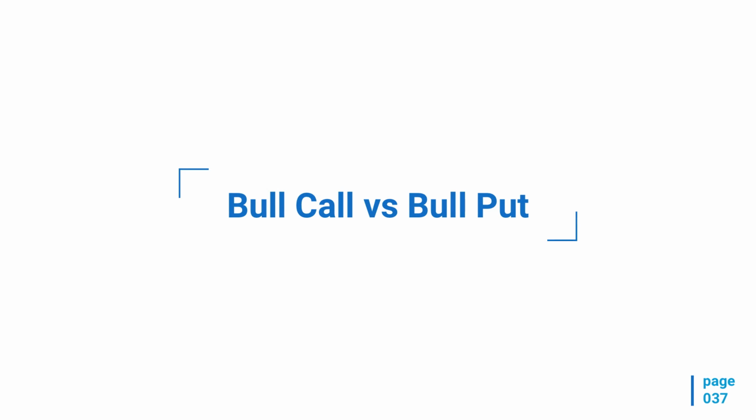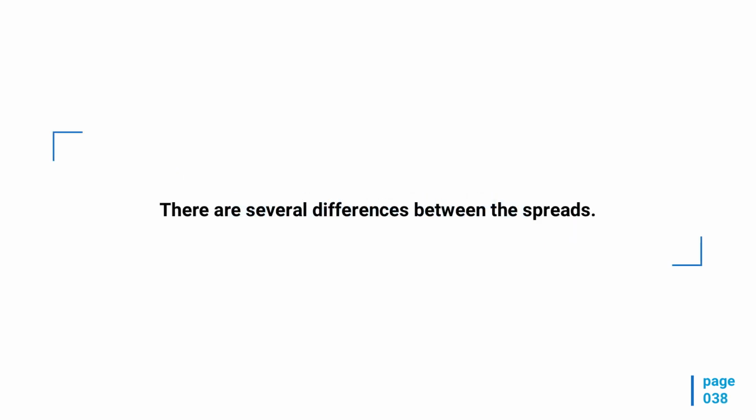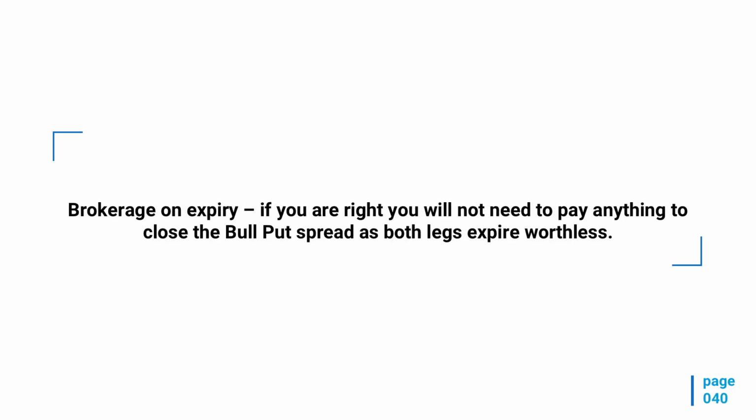So let's compare the bull call versus the bull put, assuming that we're picking the same strikes. And there's several key differences between the spreads. One, the margin. The bull put is going to have a margin as it is a credit trade, whereas a bull call will not. Brokerage on expiry. If you are right, you will not need to pay anything to close the bull put spread, as both legs will expire worthless. Whereas with a bull call spread, you will have to close down your trade, as ideally both of the legs are going to be in the money.